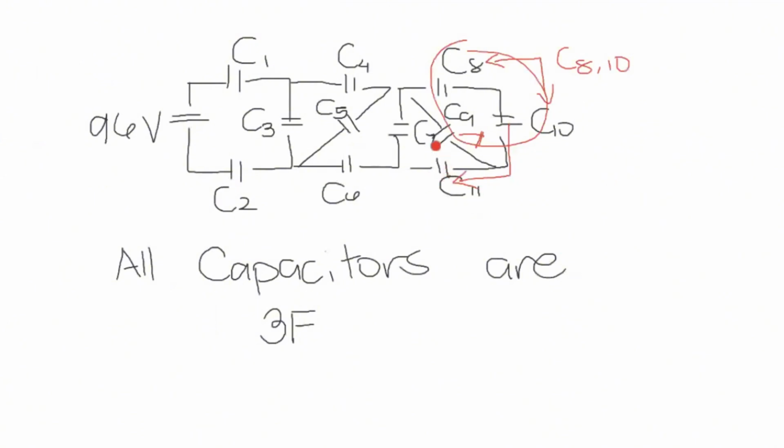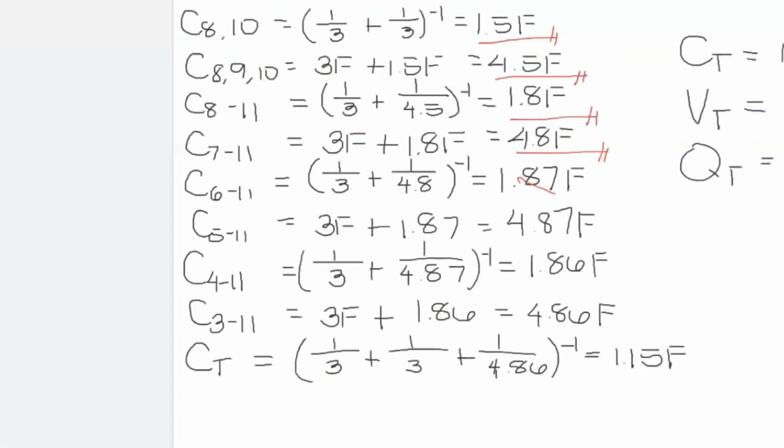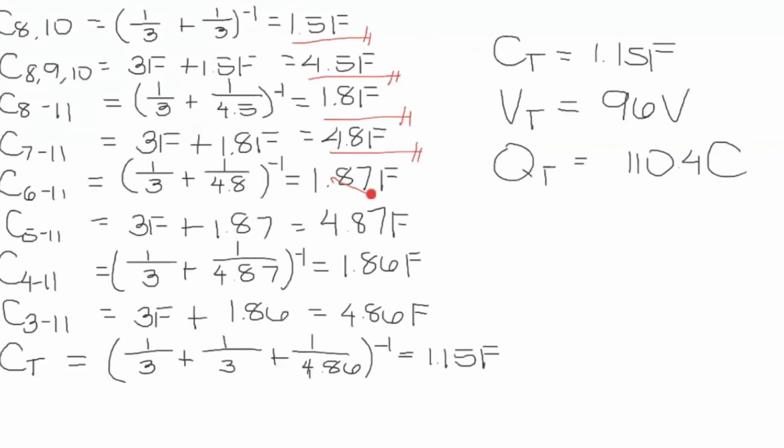Now, since C7 is here and our C8, 9, 10, 11 is here, they are in parallel with each other. Therefore, they will be in summation, and the summation is 4.8 farad. Moving on, if this is our C7, 8, 9, 10, 11, it is directly in series with C6. Therefore, we will be finding its negative exponent, which is 1.87 farad.